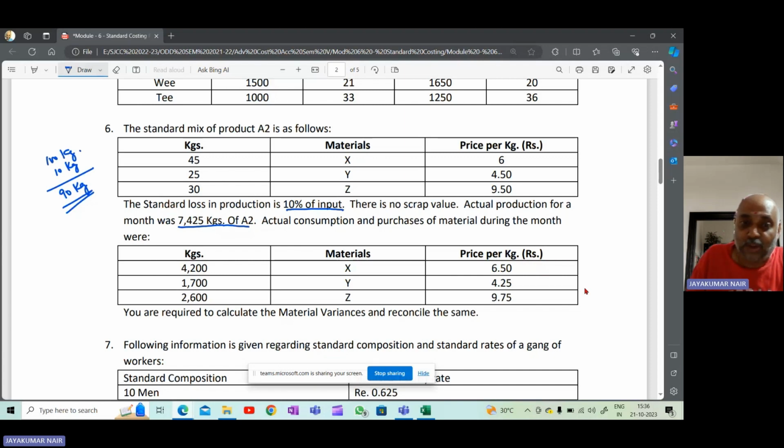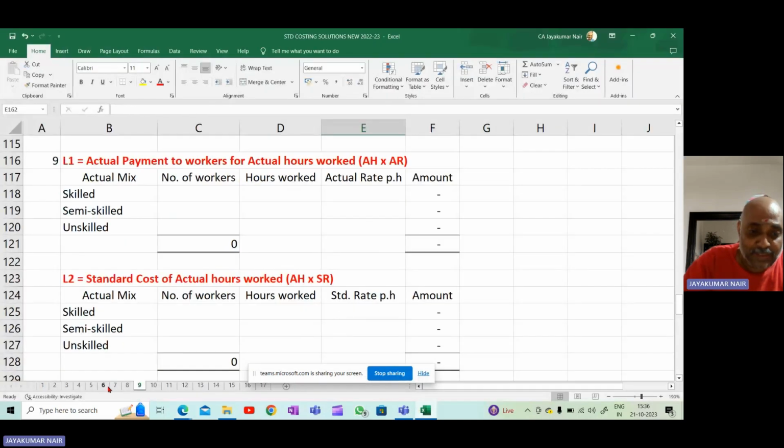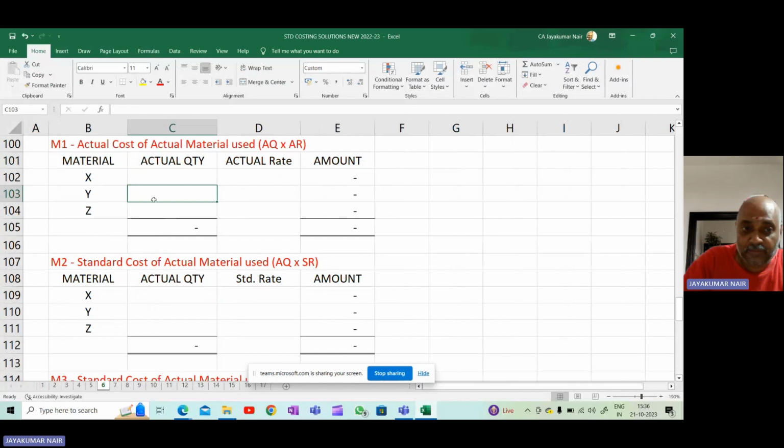So how do we work out this sum? We will see now the calculation of material variances. The first one we will find out is M1. M1 means the actual cost of actual material used. So you take the actual rate into the actual quantity. Actual quantity into actual rate will give you the actual cost of actual material used.